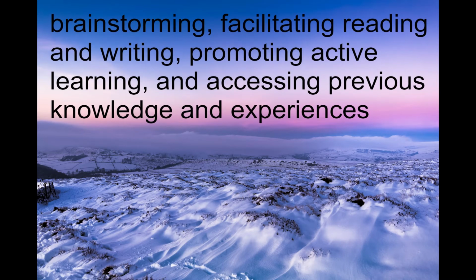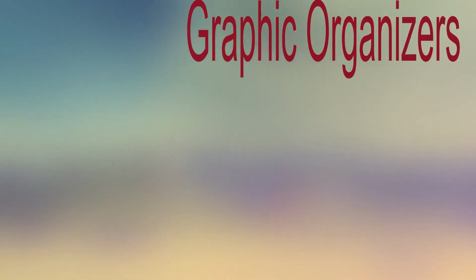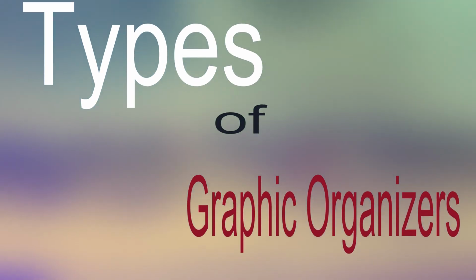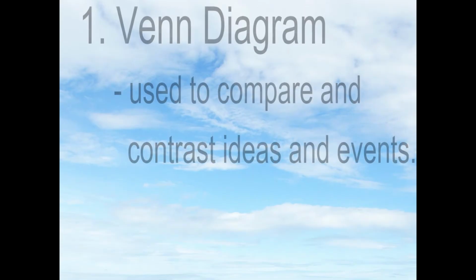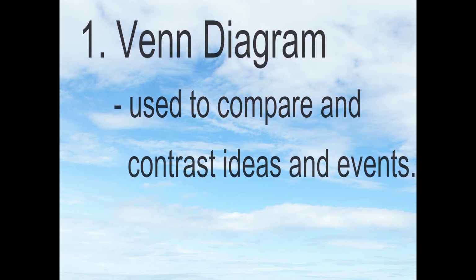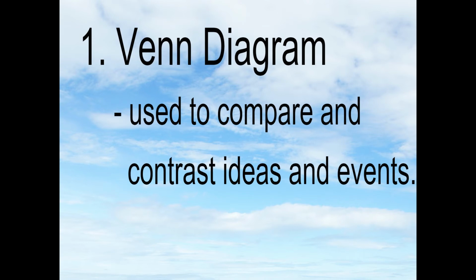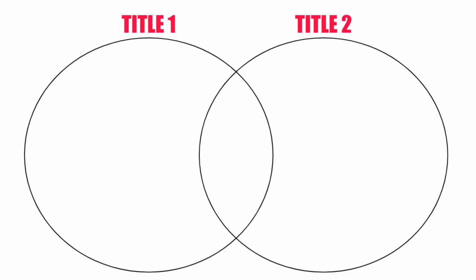Through graphic organizers, you can focus your attention on key elements and help you integrate new knowledge into your current knowledge. Now, here are the types of graphic organizers. 1. Venn diagram. Venn diagram is used to compare and contrast ideas and events. This diagram uses two or more overlapping circles to show similar and different attributes.